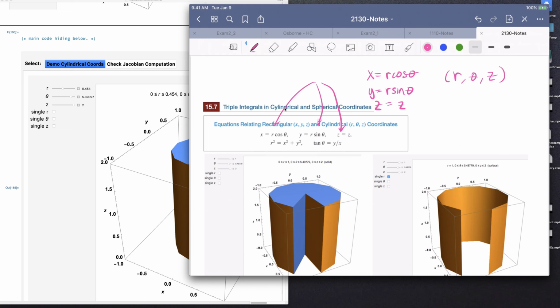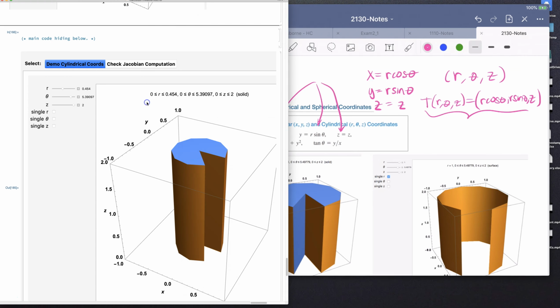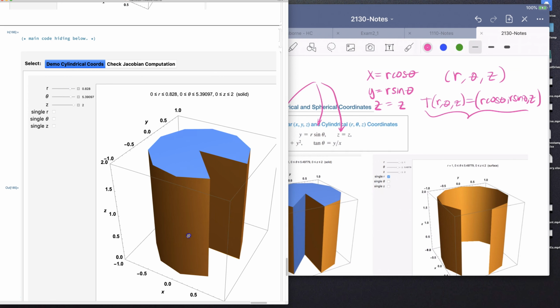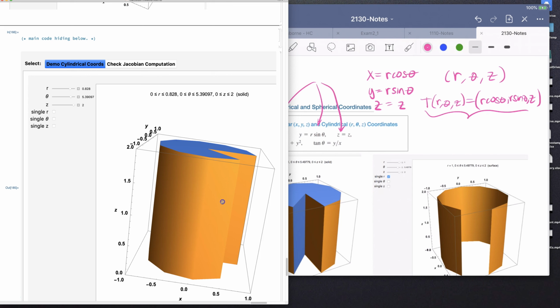And to get a geometric interpretation of each of those variables and to get familiarity with the cylindrical coordinates transformation, which is r cosine theta, r sine theta, z. Okay, so here's the cylindrical coordinates transformation. We can see the interpretation of each of the variables r, theta, and z: r is changing the radius of the solid cylinder that we're looking at.